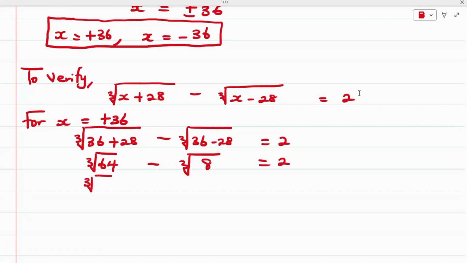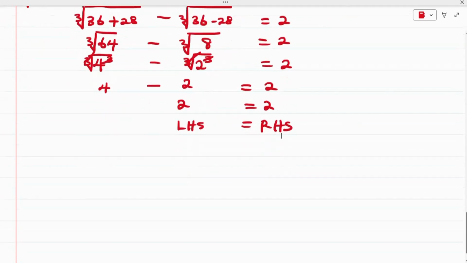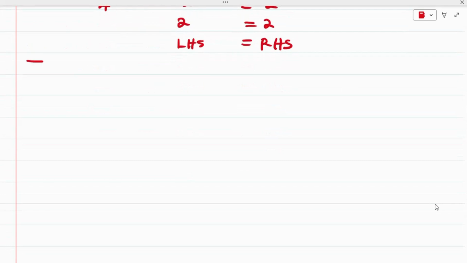So we have the cube root of 64 can be expressed in terms of 4 as 4 raised to the power of 3, minus the cube root of 8 expressed in terms of 2 as 2 raised to the power of 3, and this is equal to 2. So this cancels this, we have 4 left, minus this cancels this, we have 2, and this is equal to 2. 4 minus 2 is 2, which is equal to 2. So left hand side is equal to the right hand side. So we have been able to verify for x equals plus 36.